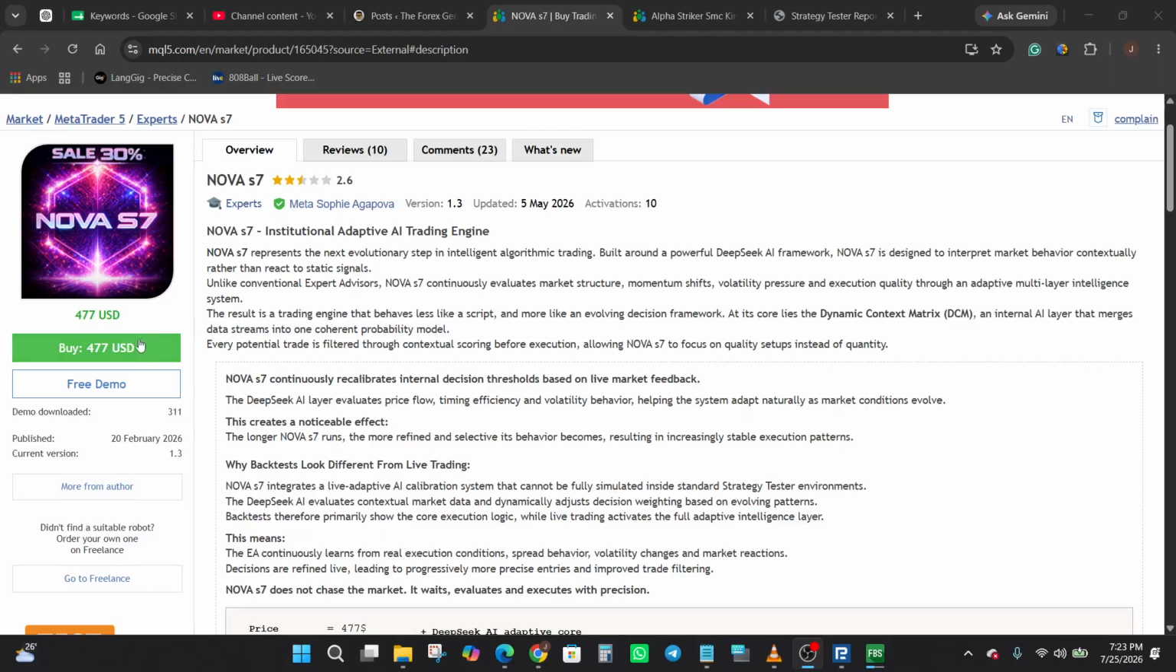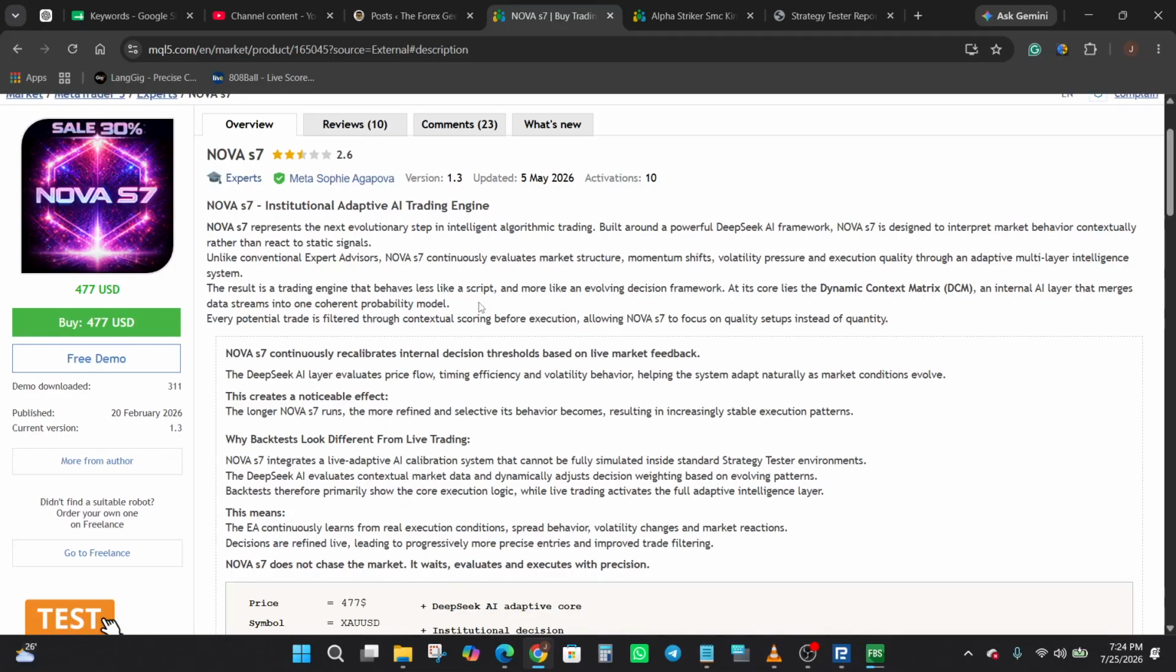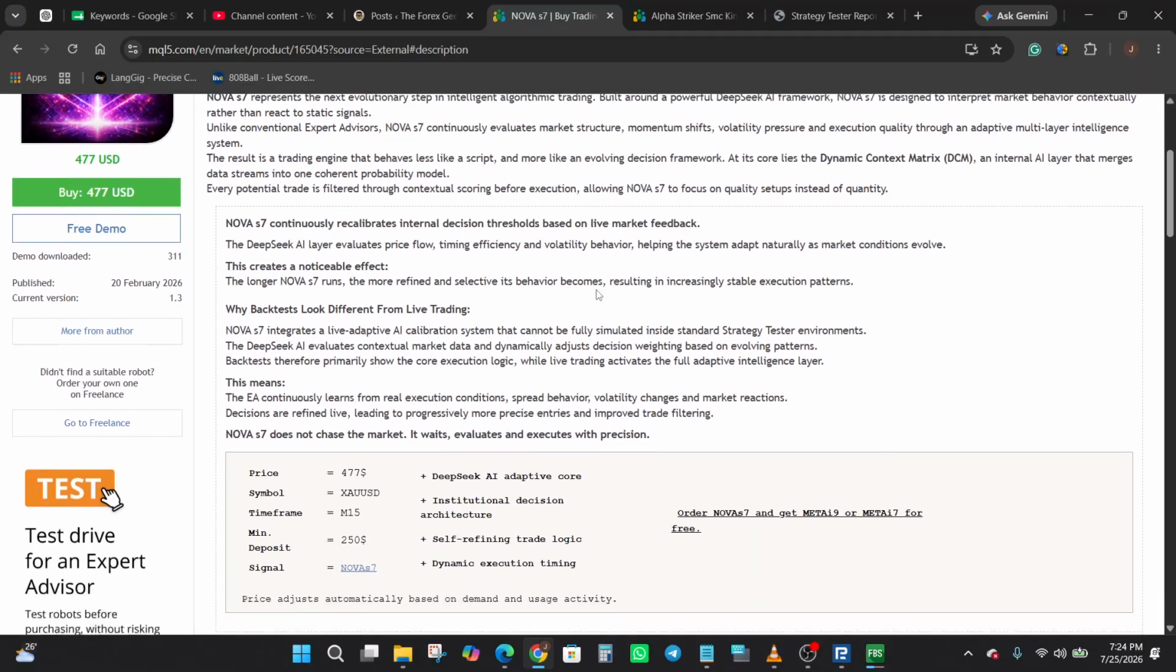It is priced at 477 US dollars, built around what the page calls a DeepSeek AI framework, with the pitch being that it interprets market behavior contextually rather than reacting to static signals, continuously evaluating market structure, momentum shifts, volatility pressure, and execution quality through what is described as an adaptive multi-layer intelligence system. At the center of this is something called the dynamic context matrix, which the page describes as merging data streams into one probability model, filtering every potential trade through contextual scoring before it is taken.